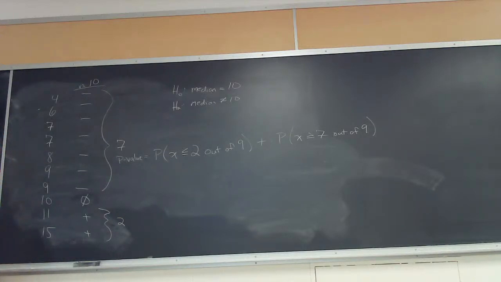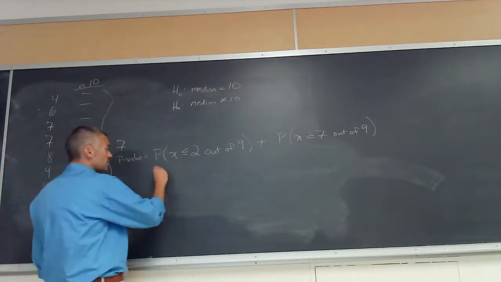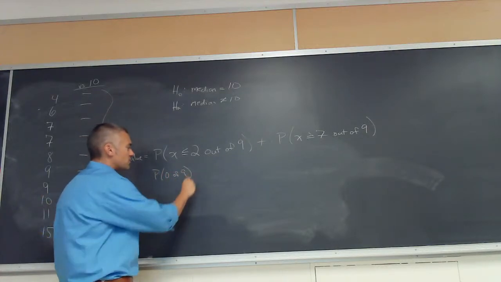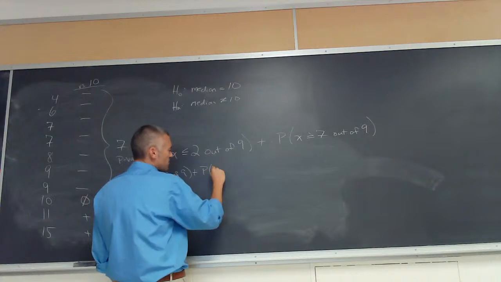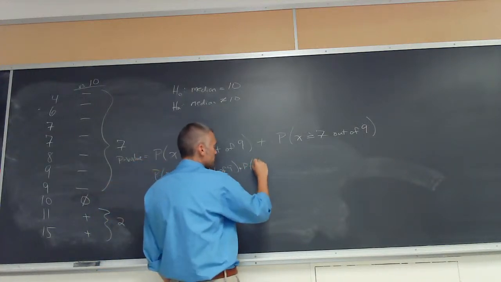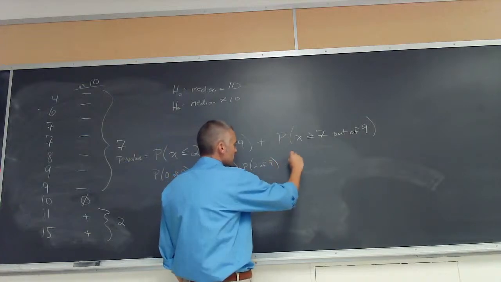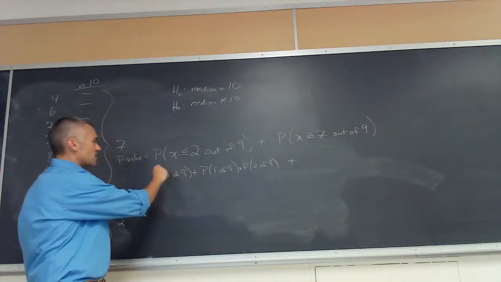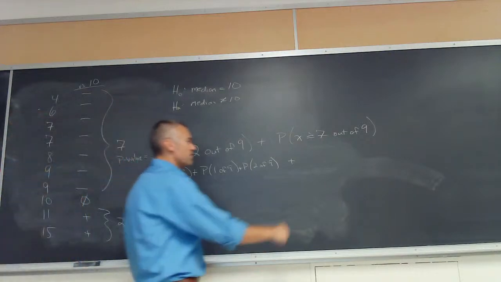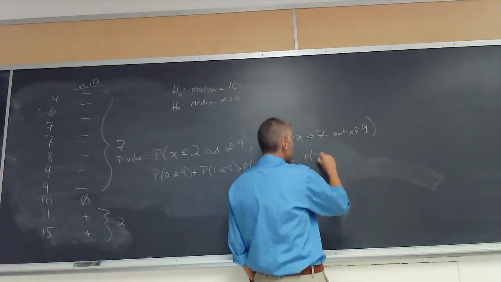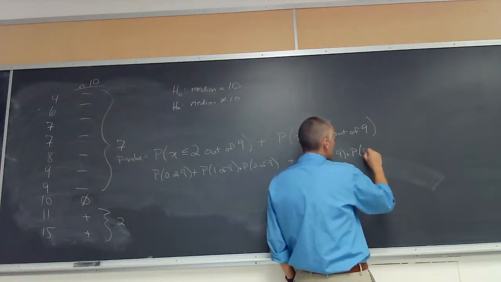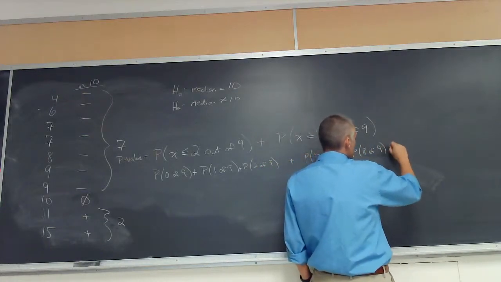Can we do this? Yeah, we could, because we're asking the probability of 0 of 9, the probability of 1 of 9, and the probability of 2 of 9. This covers 2 or less. And then we can also do the probability of 7 of 9, plus the probability of 8 of 9, plus the probability of 9.